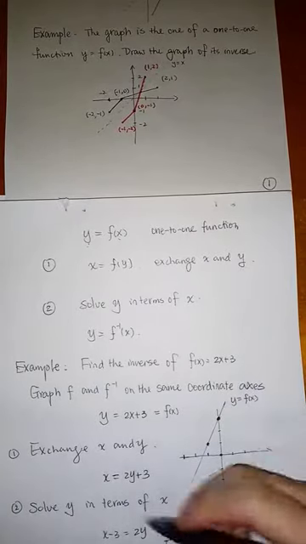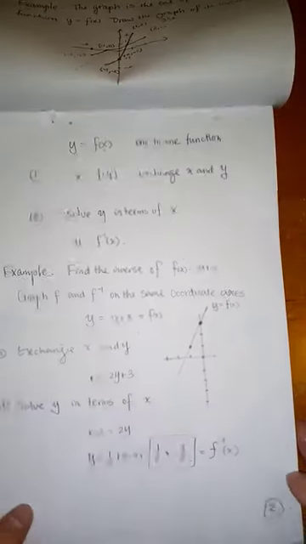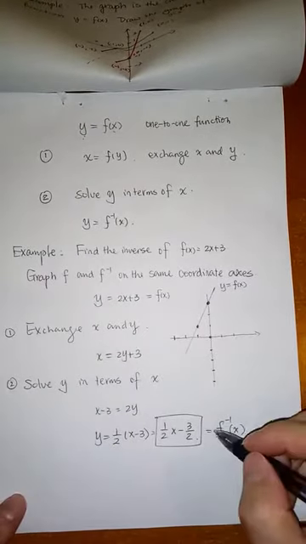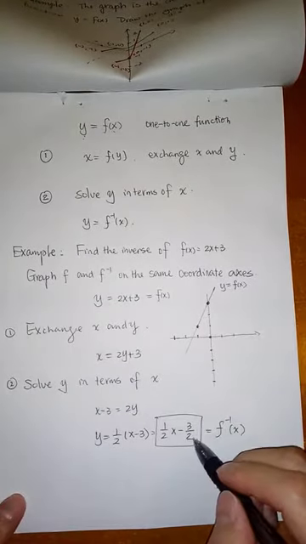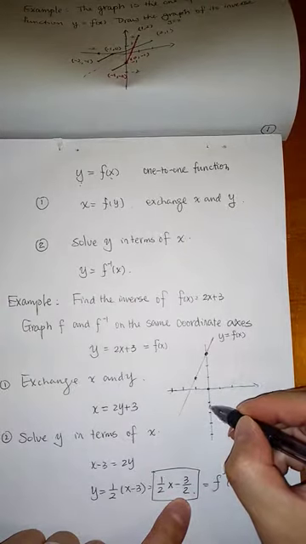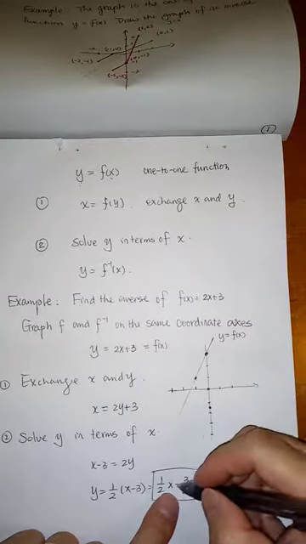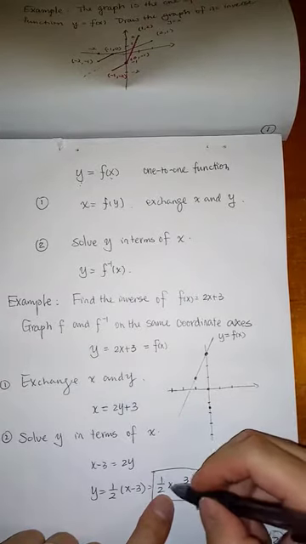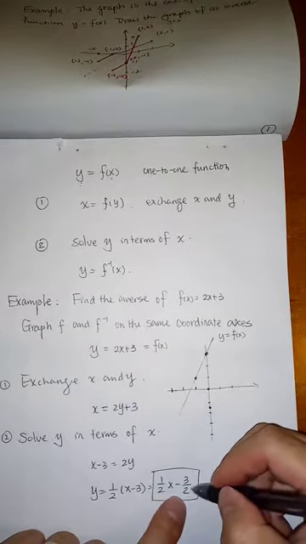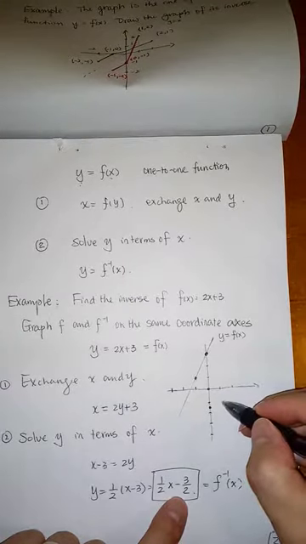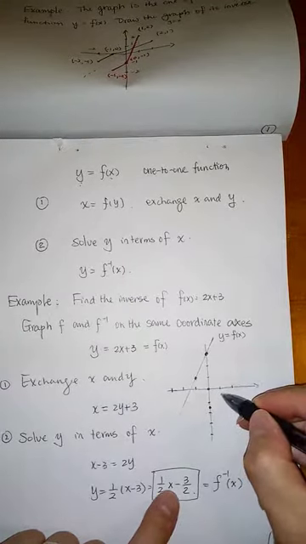And y equal to f inverse of x. F inverse of x is here. When x is 0, y is negative 3 over 2. Negative 3 over 2 is here. When x is 1, you get 1 half. 1 half minus 3 halves is negative 1. Here. x is 1, y is negative 1. It's here.